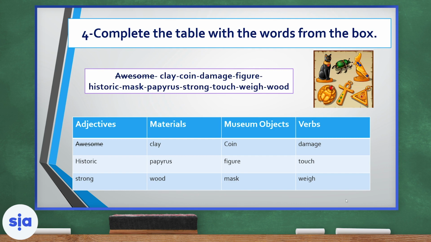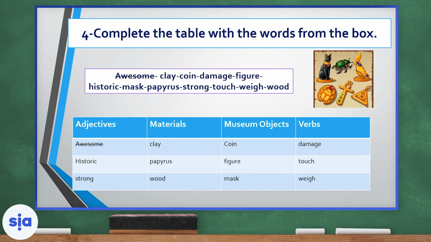Clay is used to make pots and bowls. Papyrus is used to write. It is used as a form of paper. And wood, of course, can be used for tools. As for museum objects, we have coin, figure, and mask. Of course, a figure is kind of like a statue.